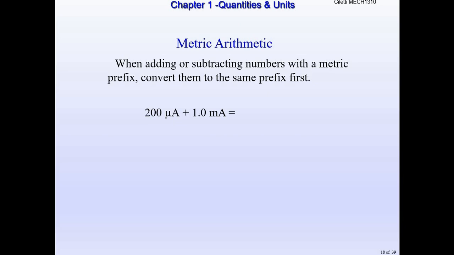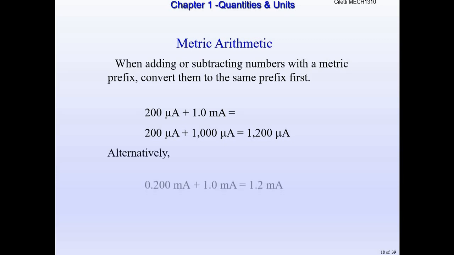All right, let's do that with a smaller number. We have 200 microamps, which we're going to add to 1 milliamp. We can either take that micro and write it as milli, or take that milli and write it as micro. Let's do this first: take that milli and write it as micro. So we get 200 microamps plus 1,000 microamps, which is 1,200 microamps. Then we'll use the other method. We'll take that 200 and write it in terms of milliamps. So it's 0.200 milliamps plus 1 milliamp, and we get 1.2 milliamps, which is equivalent to 1,200 microamps. But for us, 1.2 milliamps is easier to say and much more efficient to use.